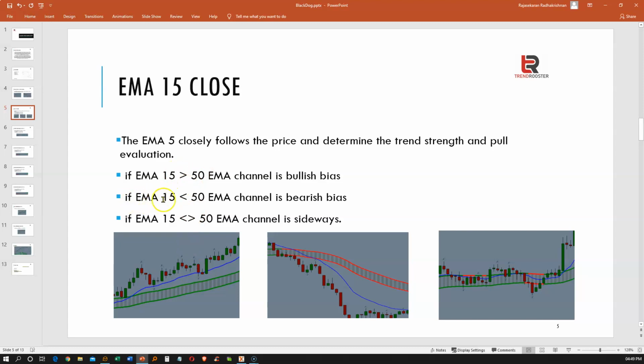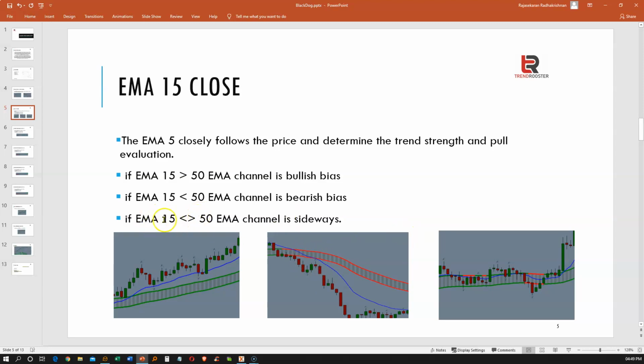The second case is the opposite of bullish, which is bearish. The 15 EMA is less than the 50 EMA channel. So the 15 EMA has crossed down the 50 EMA period. Okay, so now the bearish bias is continuing.